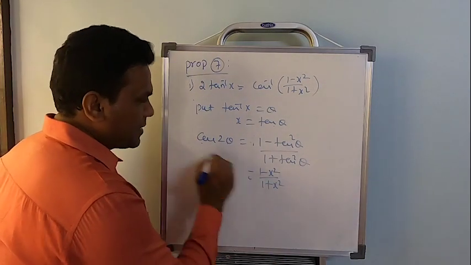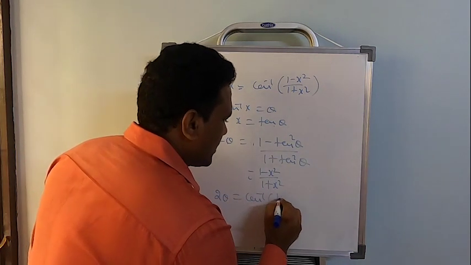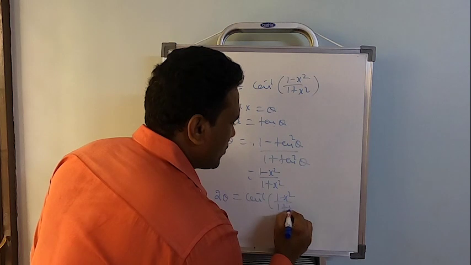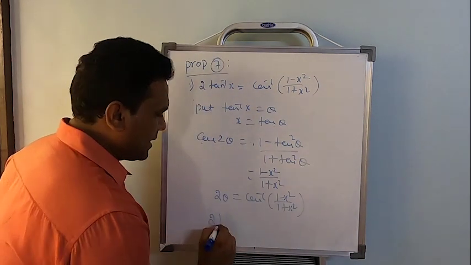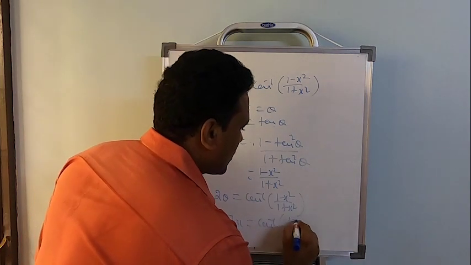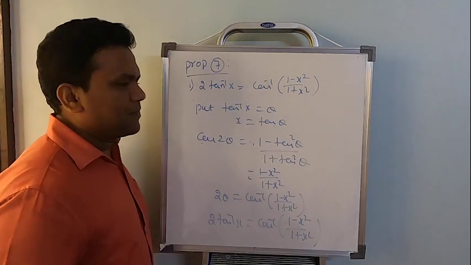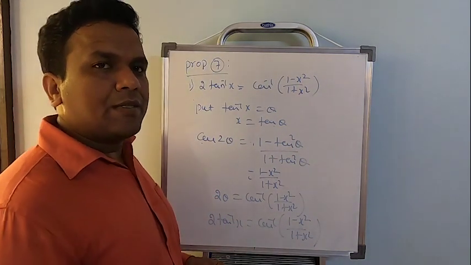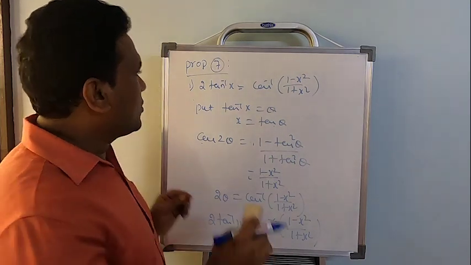Now cos 2 theta is this. Shift cos to the right side. So 2 theta equal to cos inverse of 1 minus x square by 1 plus x square. The last step, replace the value of theta. Therefore 2 tan inverse x can be written as cos inverse of 1 minus x square by 1 plus x square. Hope it's clear, students. Now let's go and finish the third one under this.